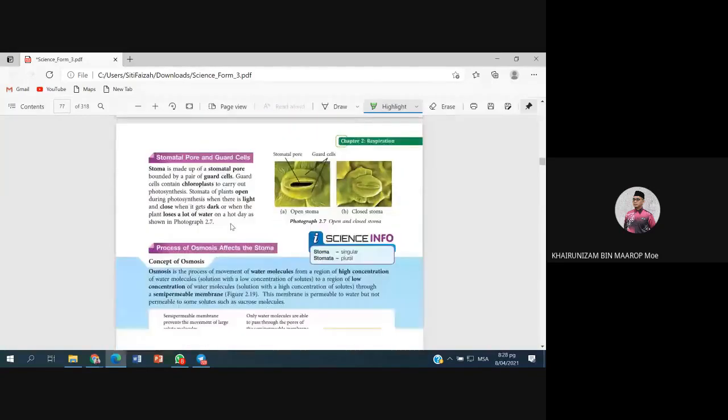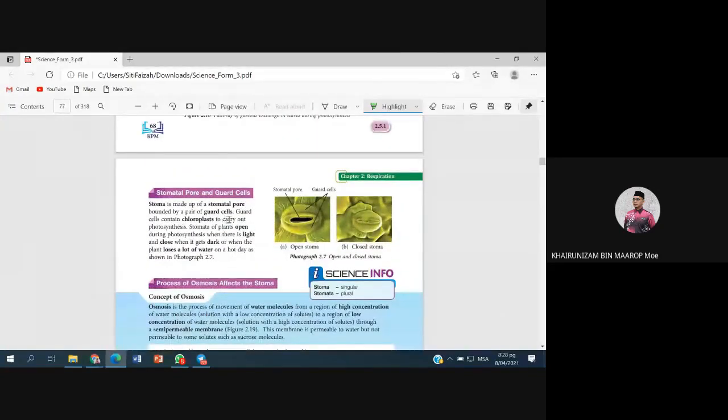Next, we proceed to stomatal pore and guard cell. Okay. So most stomata open during the day, and in the night the stomata will be closed. That's why the photosynthesis process occurs in the day, but not in the night. All right, and in the night the plant will carry out respiration.